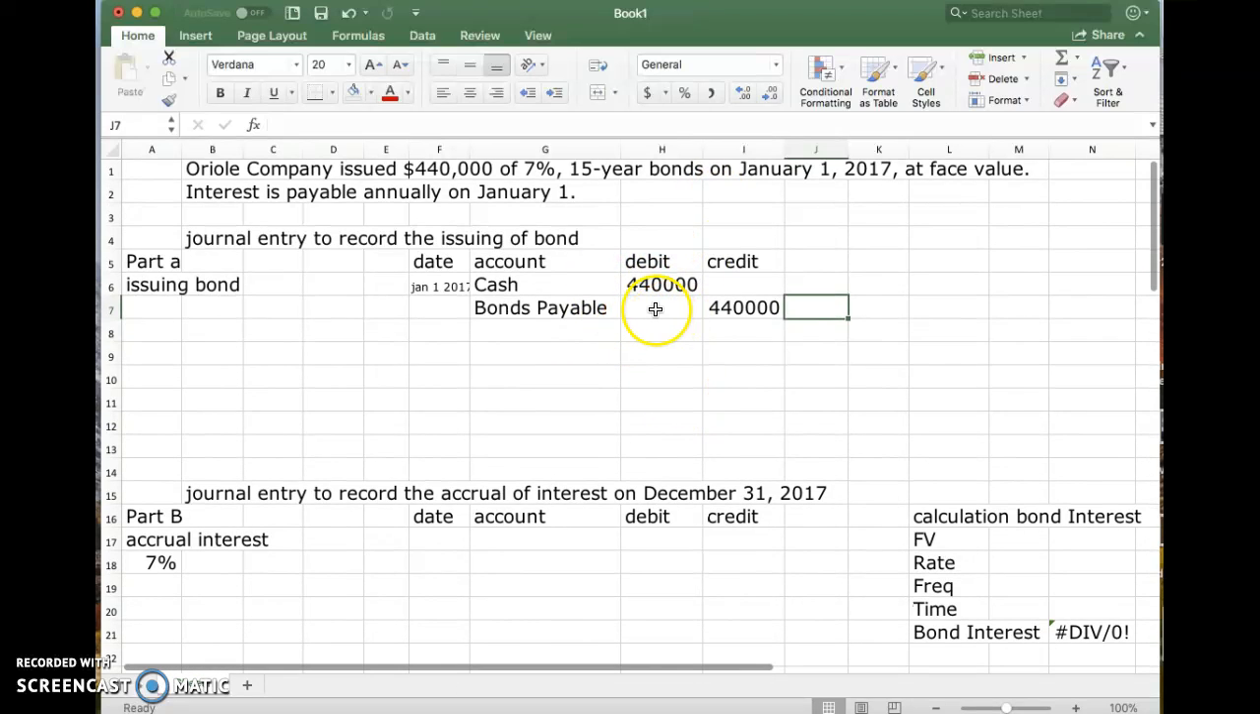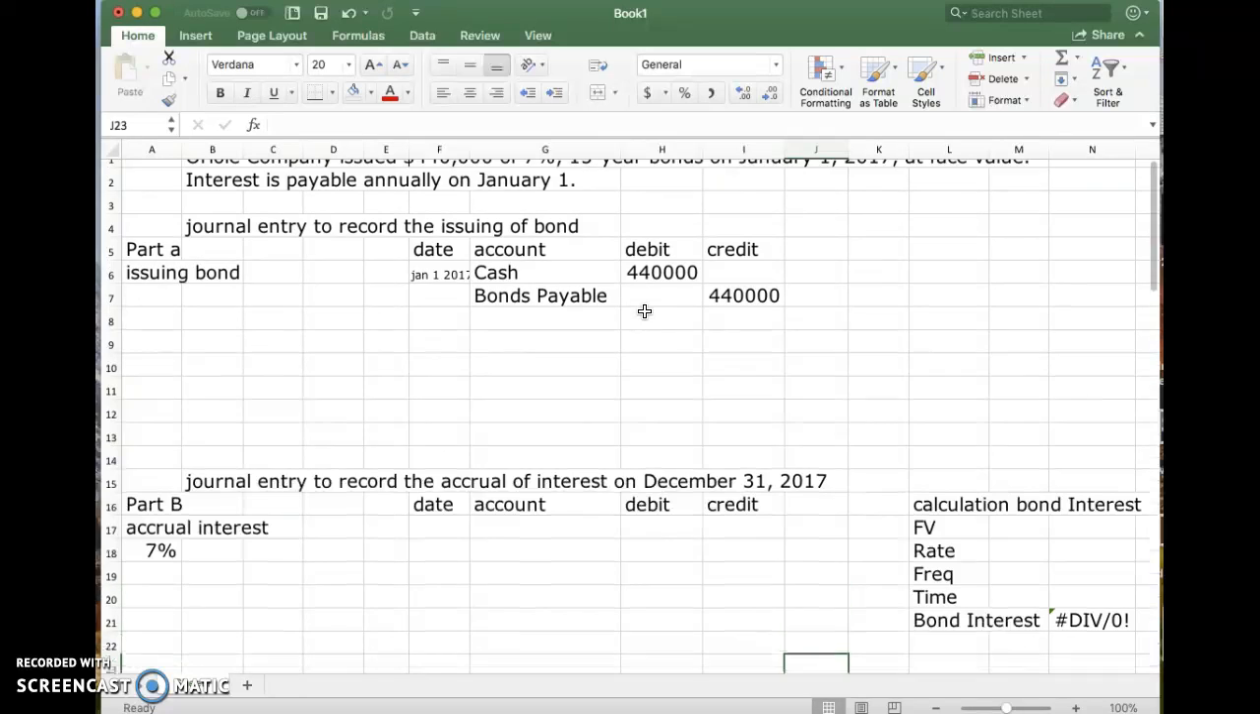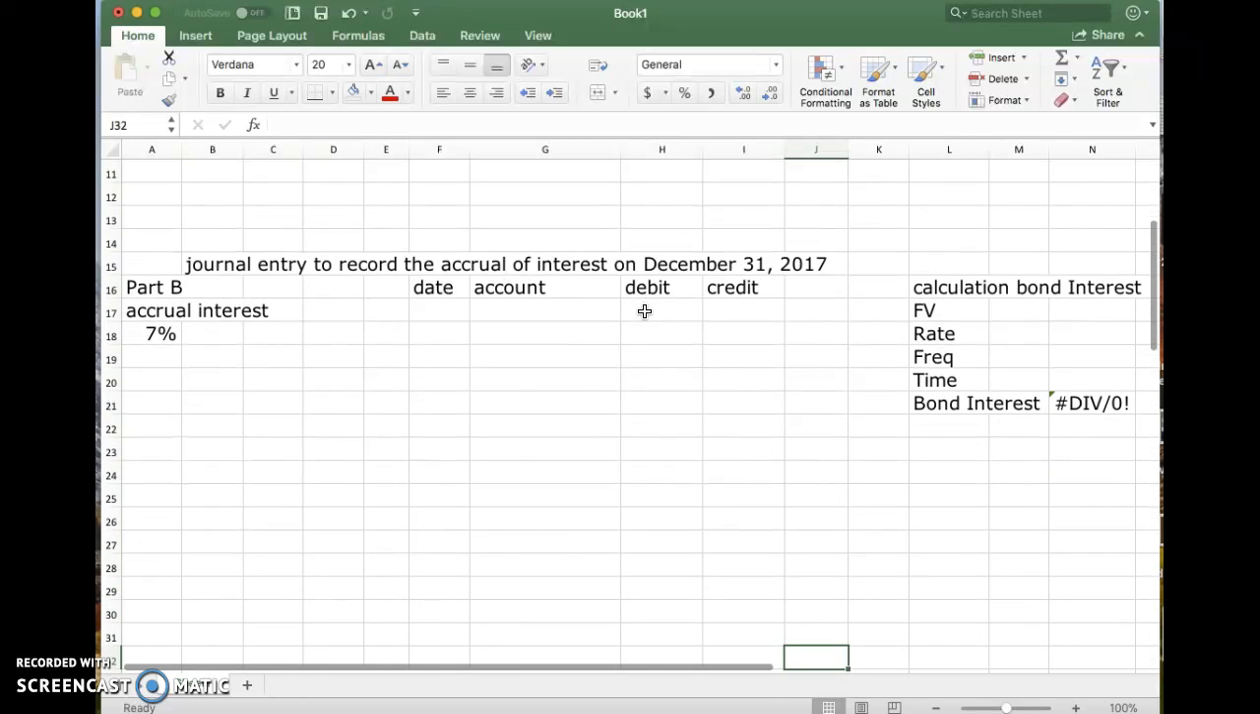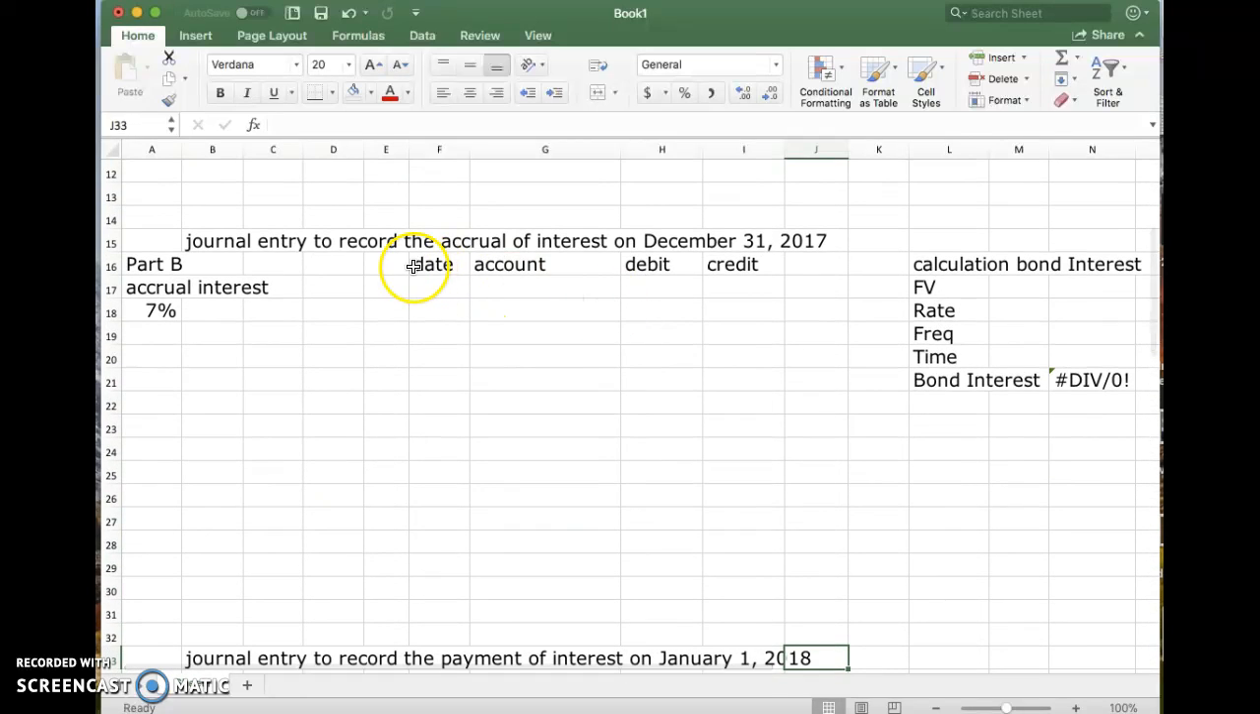It is similar to a loan. We are receiving an increase of 440,000 in our debit to cash. The second part asks us to record the accrual of interest after 12 months, in the same year, December 1st, so it's 1 year.